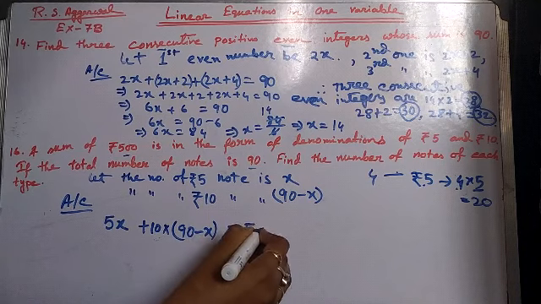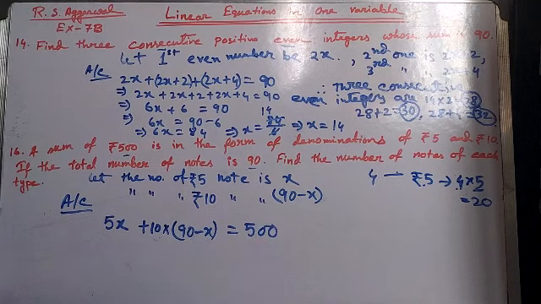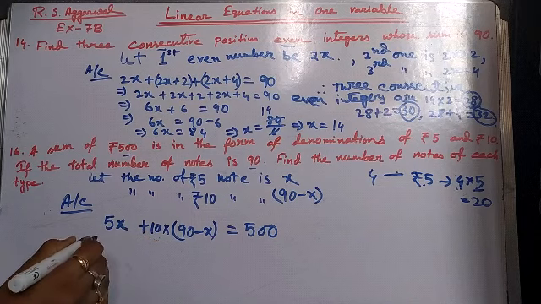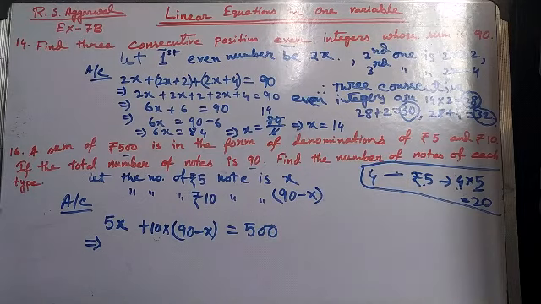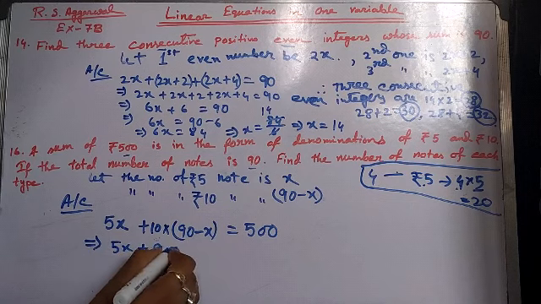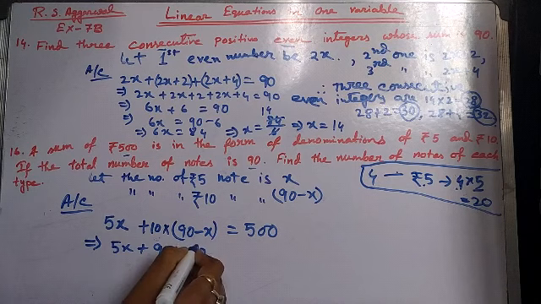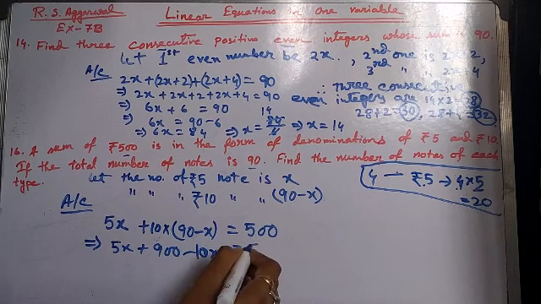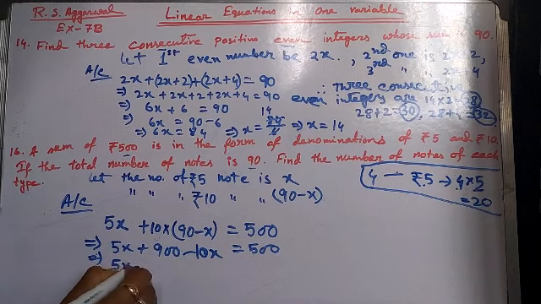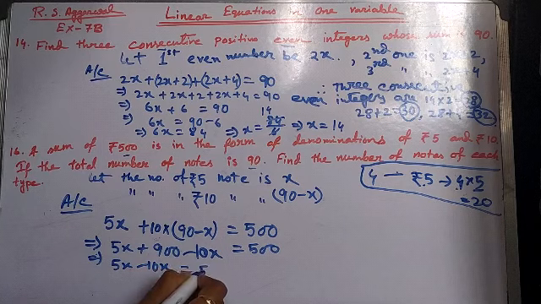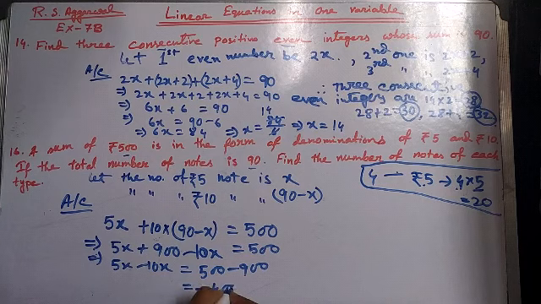Equal to 500. Total rupees is 500. Now we can solve it. Implies, that is the rough work I discussed about the sum: 5x plus 900 minus 10x equal to 500. Then this 900 will go to this side, that means 5x minus 10x equal to 500 minus 900. That means it is minus 400 and this will be minus 5x.